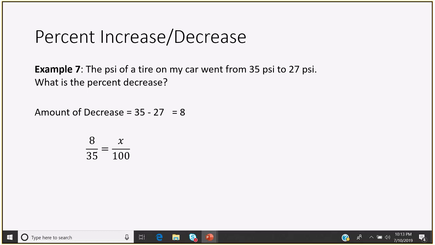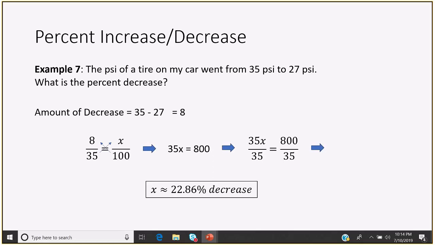So since we don't have the last slide right next to us, that proportion setup is we have the part or the amount that was decreased top left, which in this case was 8, the original amount on the bottom left, which in this case was 35, and then we were trying to find a percent. Cross multiply, I get 35x is equal to 800. Divide both sides by 35, I get a decrease of 22.86%.